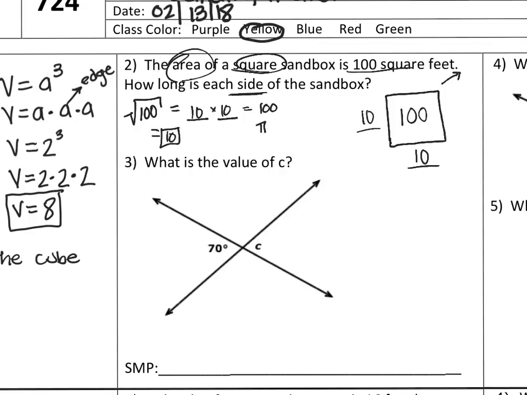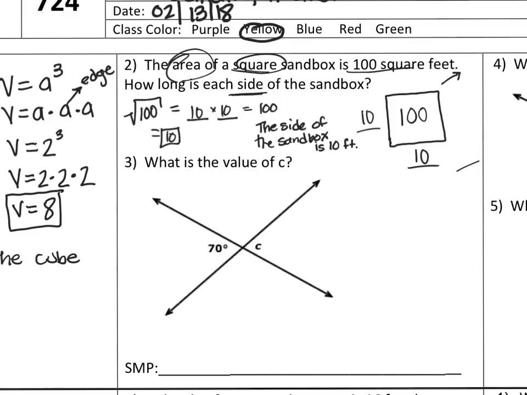So you can say the side of the sandbox is 10 feet. And you're done. It doesn't matter how small you write it. I know there's not a lot of room on number 2, so if you want to write it on the side as well, that's fine.